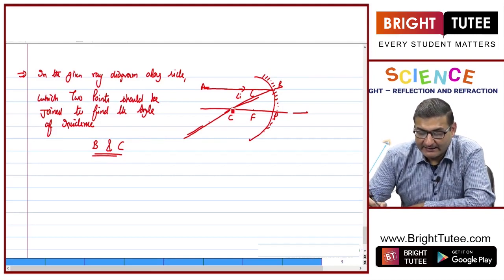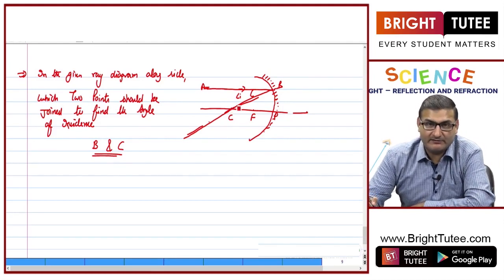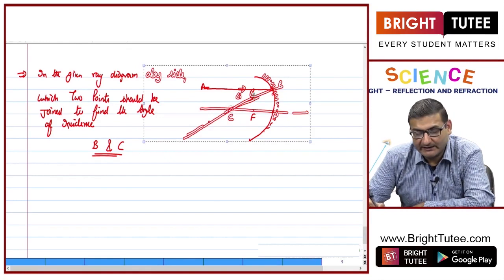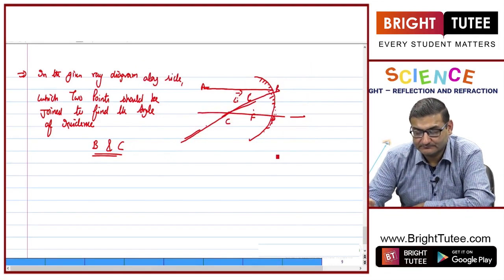I repeat, any ray of light passing from C, the center of curvature, was normal. This AB was the incident ray. In order to find the angle of incidence, we should know the incident ray and the normal. So, by joining B and C, we can find the angle of incidence, which is this one.